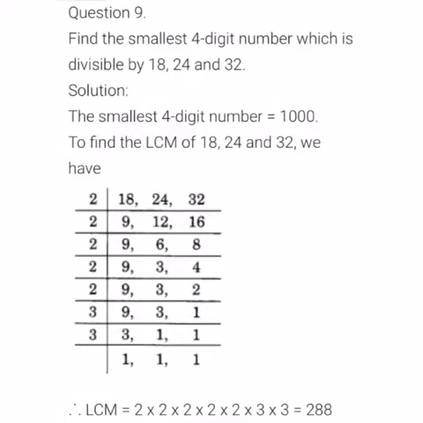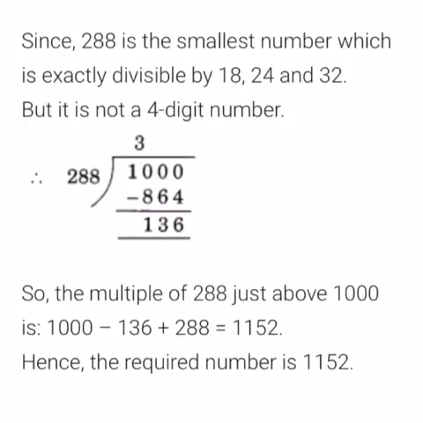And the first step is to find the LCM of 18, 24 and 32. Children, the prime factors of 18, 24 and 32 are written out, and the LCM of 18, 24 and 32 is 288. Children, 288 is the smallest number which is exactly divisible by 18, 24 and 32. But this is a 3-digit number, it is not a 4-digit number.